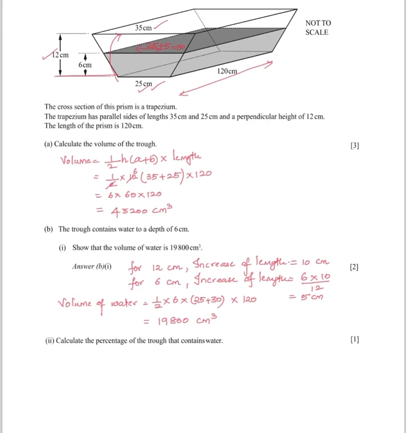Subdivision 2. Calculate the percentage of the trough that contains water. So the percentage will be the portion that is containing water in comparison with the complete volume, times 100, which is 45.8%.